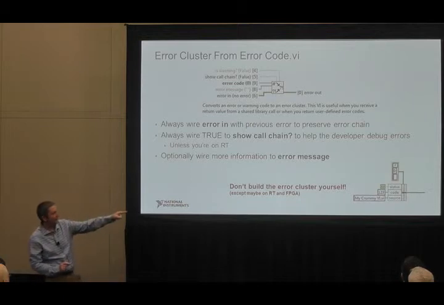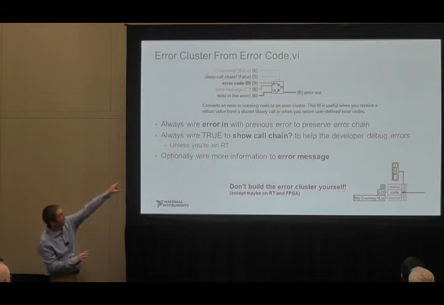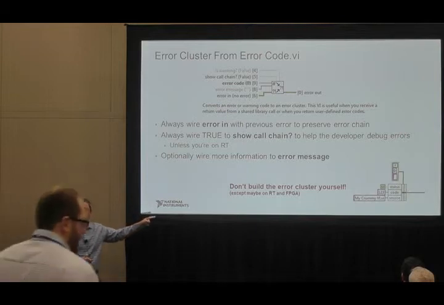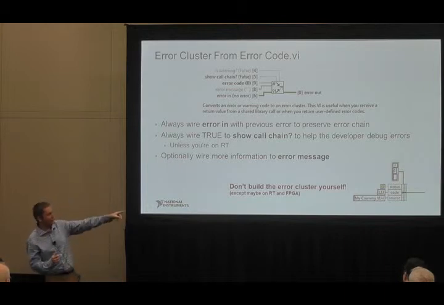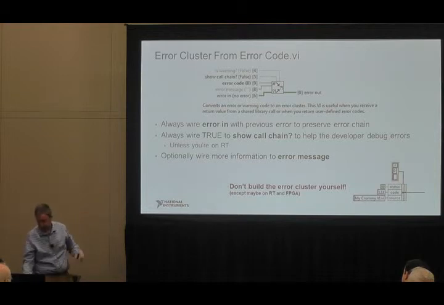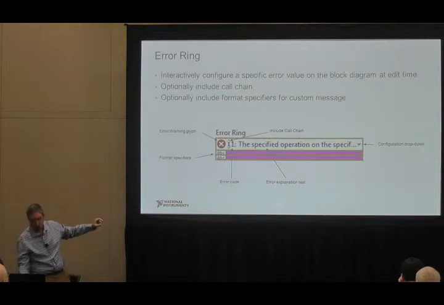I see code that looks like that a lot, where someone's not using error cluster from error code, someone's not using error ring, they're just taking an error cluster and bundling in the status of the code in the source. There's several problems with that. One, you lose all of this nuanced information that may be stored in the source string when you would otherwise generate the error the correct way up there. Number two, what happens if I rename my VI to something else later? Well, now that string is stale, and that string doesn't even have the call chain information, so it's not very helpful for debugging. So unless you've got other restrictions like you're on RT and you can't use VIs like this, do not build error clusters yourself. Build them either with error cluster from error code or with the error ring.